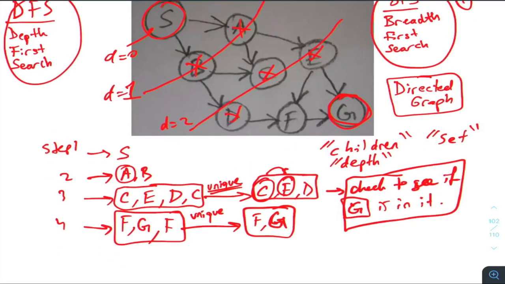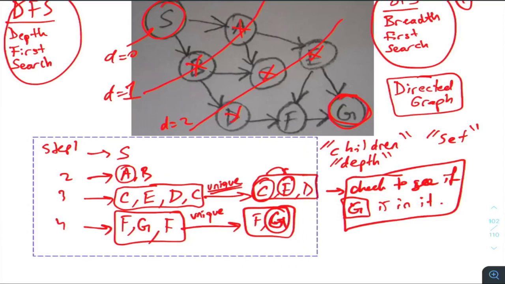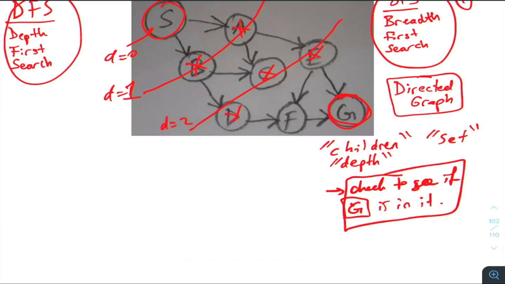Let's continue. However, there's a little problem. We haven't kept the record of the path. Hey, we find G, perfect, but the problem is to generate the path. So let's delete that. Here we are in this location S, and generate the children of A and B.